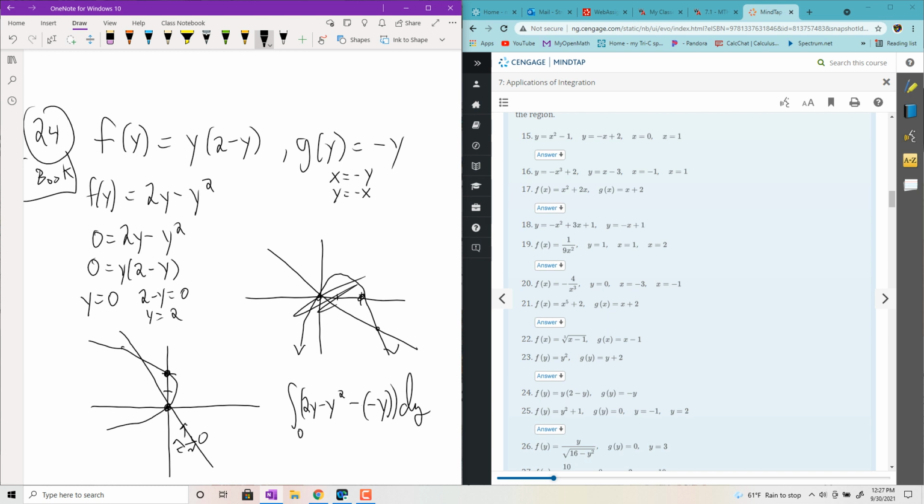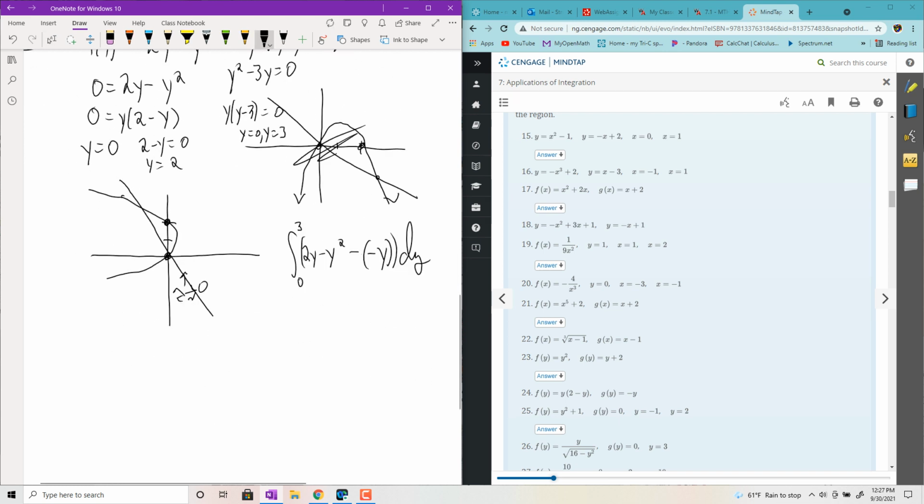And you could equate the two equations up here somewhere. So negative y equals 2y minus y squared. So you can move the y squared to the other side, and then subtract the 2y to the other side, so you get y squared minus 3y equals 0. So you get y times y minus 3 is 0. So you get y equals 0, which is one of our limits. And then y equals 3 is the other limit there.